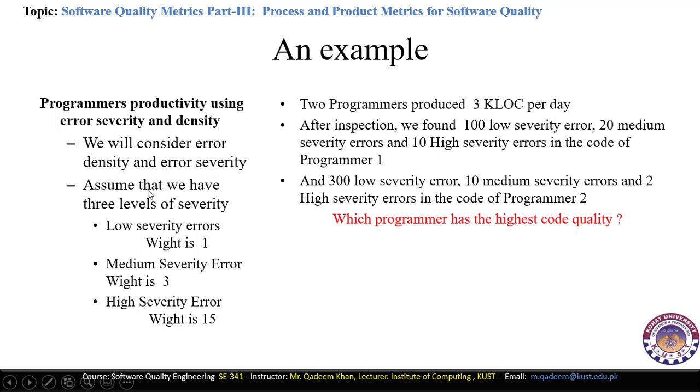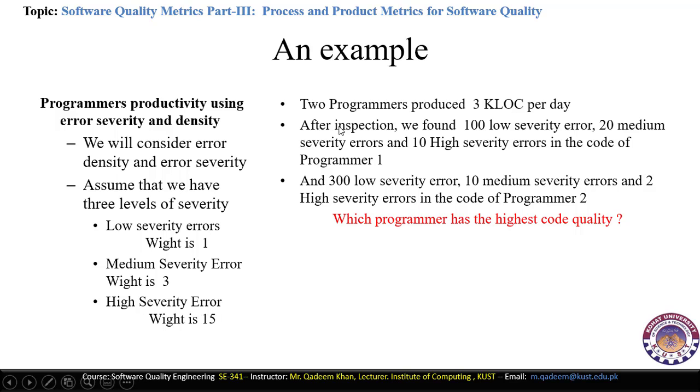Assume that we have three levels of severity. The first level is called low severity errors, and its weight is 1. Weight is the value provided to the severity levels. For example, the low severity value is 1 while the medium severity value is 3. Similarly, the very high severity weight for the error is 15. So we have three different severity weights: 1, 3 and 15. Suppose we have two different programmers, each producing 3000 lines of code per day. So 3000 lines of code per day is the capability of the two programmers.